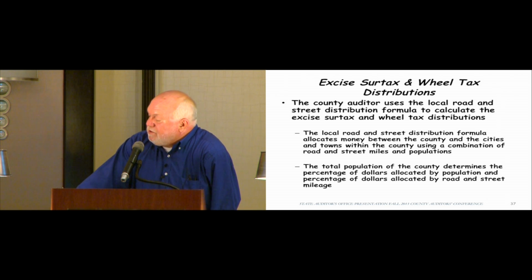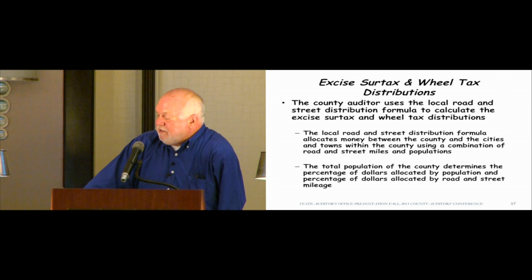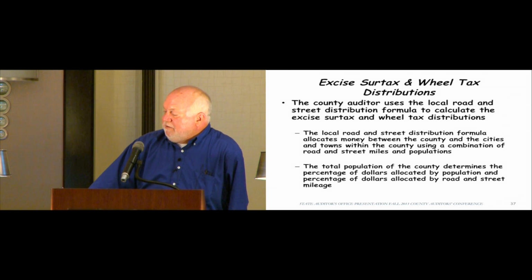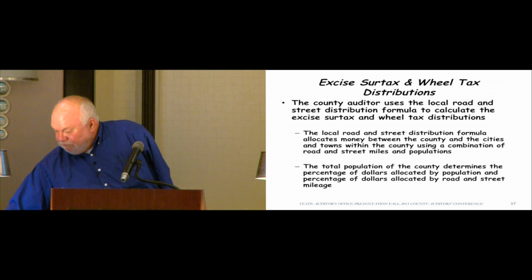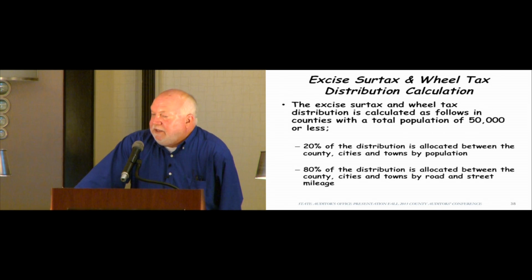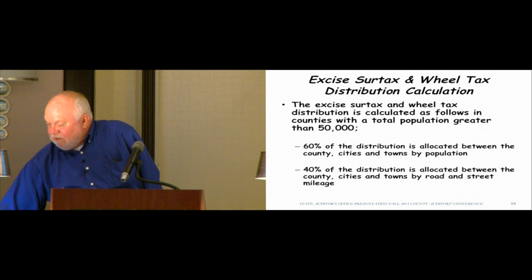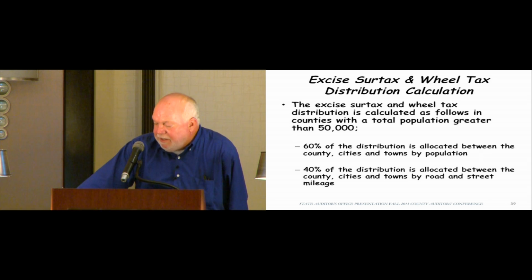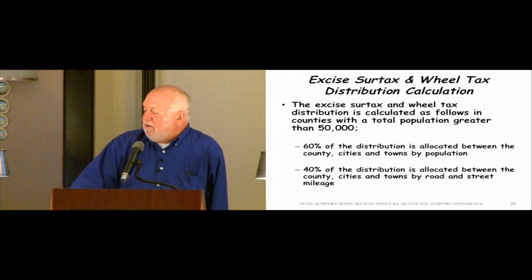The local road and street distribution formula allocates the money between the county and cities and towns on a basis of a combination of road and street miles and population, and the total population of the county determines the percentage allocated by the population or road miles. For counties that have a population of 50,000 or less, 20% of the money you allocate between the county and the cities and towns by population, 80% you allocate by road miles. And with counties with a population greater than 50,000, it's 60% allocated by population and 40% by road and street miles.